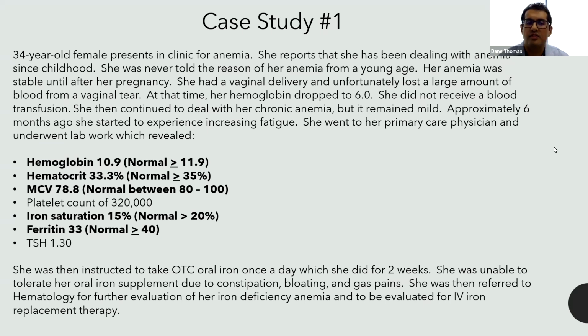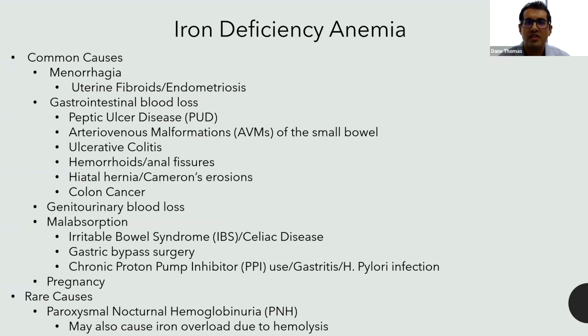She was then instructed to take over-the-counter oral iron once a day, which she did for 2 weeks. She was unable to tolerate her oral iron supplement due to constipation, bloating, and gas pains. She was then referred to hematology for further evaluation of her iron deficiency anemia and to be evaluated for IV iron replacement therapy. So what does this patient have? She has iron deficiency anemia.